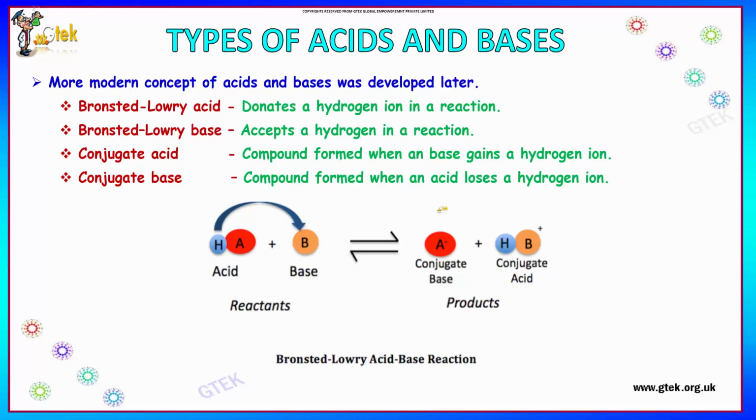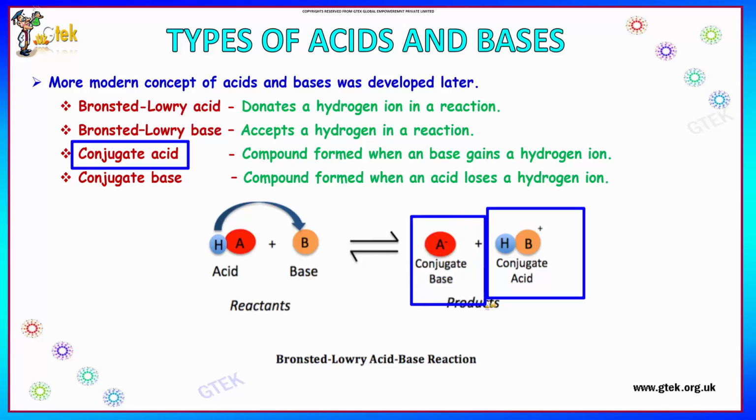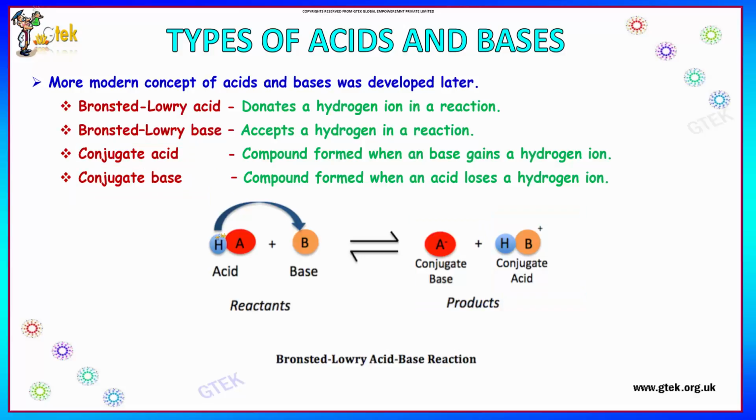The compound formed when a base gains a hydrogen ion is called a conjugate acid. The compound formed when an acid loses a hydrogen ion is called a conjugate base. This is referred to as Bronsted theory.